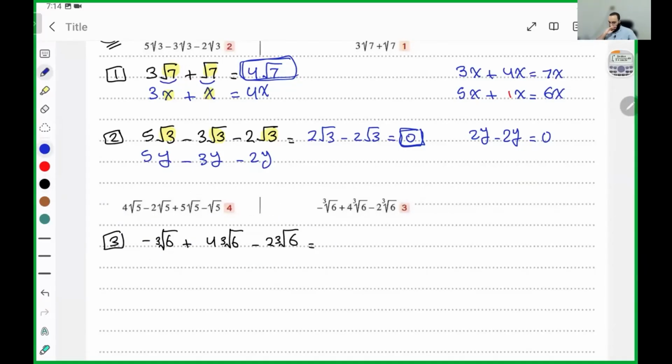Yes, they are similar roots because all of them end with cubic root 6. You know, if it is something like cubic root 6 plus cubic root 7, we cannot add them. Why we cannot add them? Because they are different roots. One is cubic root 6 and the other is cubic root 7. So only we are adding and subtracting the similar roots.